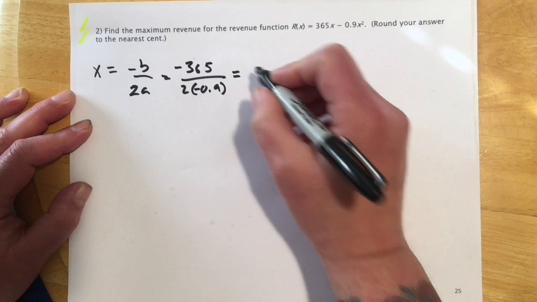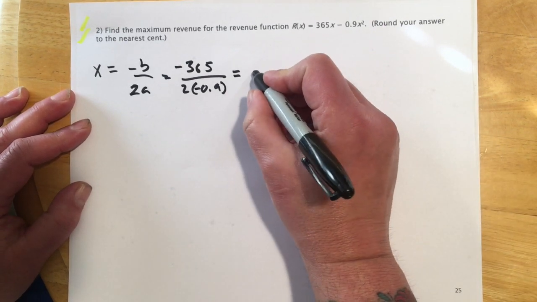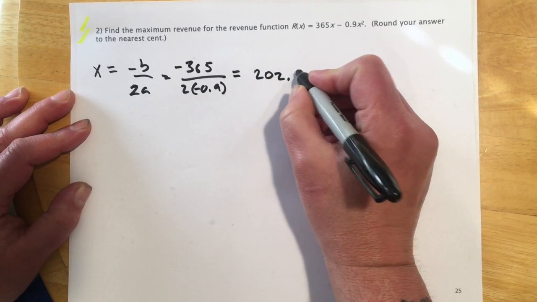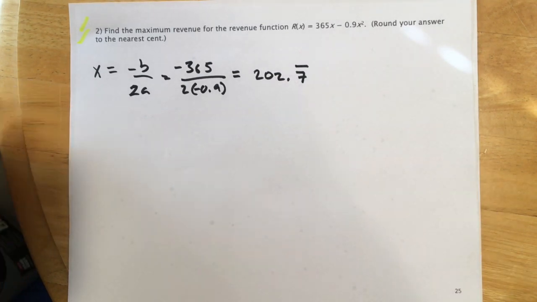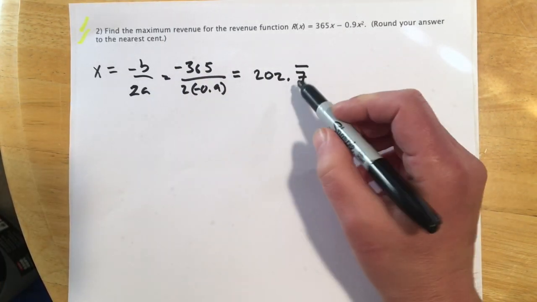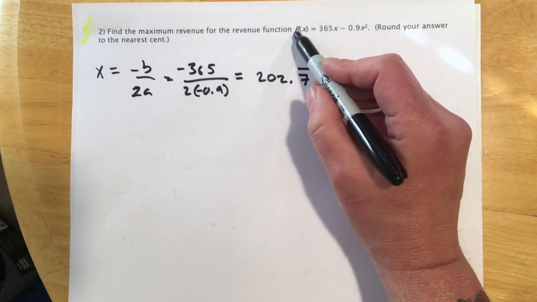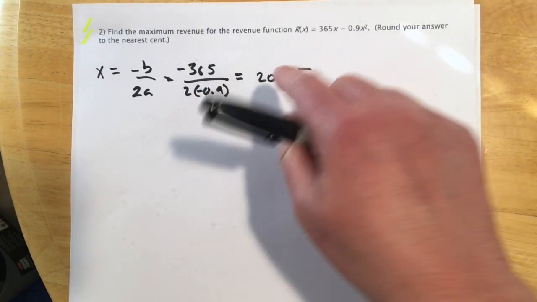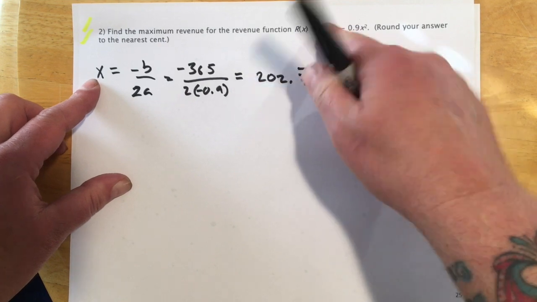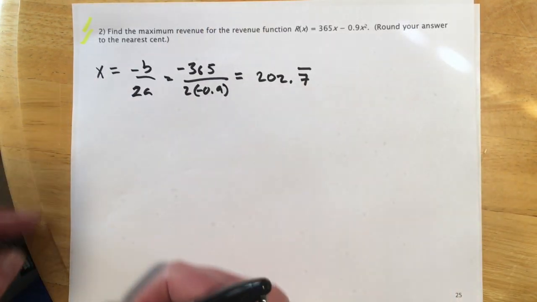And then if you throw all that in a calculator, that comes out to 202.7 with a bar on it. The deal is that we're not looking for the number of units that maximize the revenue, we're looking for the actual maximum revenue, and so R is the output, so it's like the y. So we have to plug the x back in now and then get the y that would go with it.